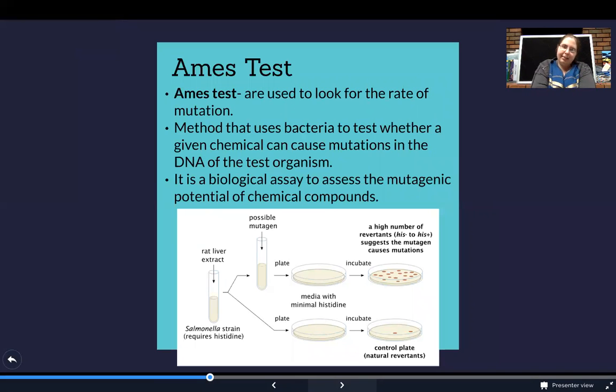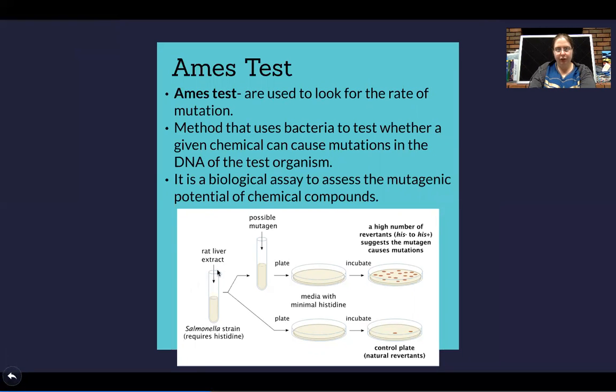So it's a biological assay to assess mutagenic potential of chemical compounds. So what we mean by that, here, we have a strain of Salmonella, and it comes from rat liver extract as the base solution, and then the bacteria Salmonella is in there. And what we're going to do is we're actually going to separate into two groups. We are going to use one as just kind of a control. So we're just going to take that as is, plate it in a petri dish, incubate it to see how much bacteria can actually survive.